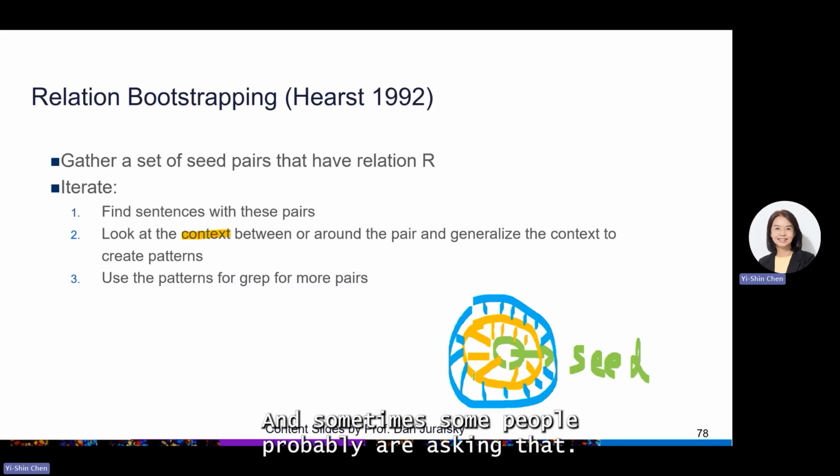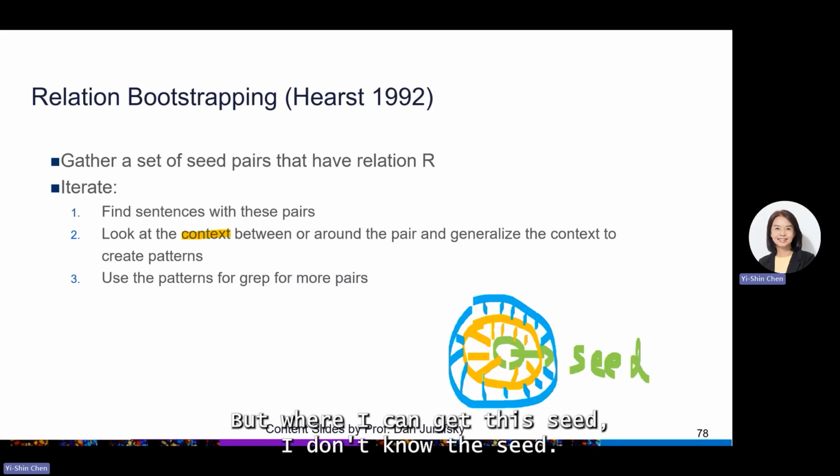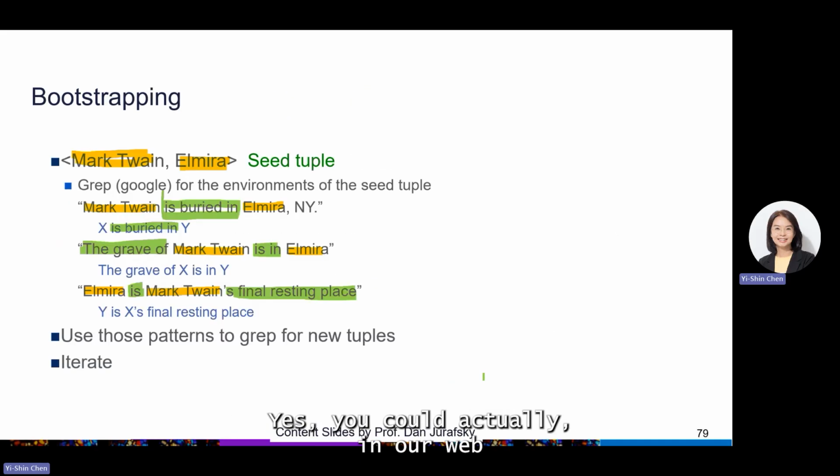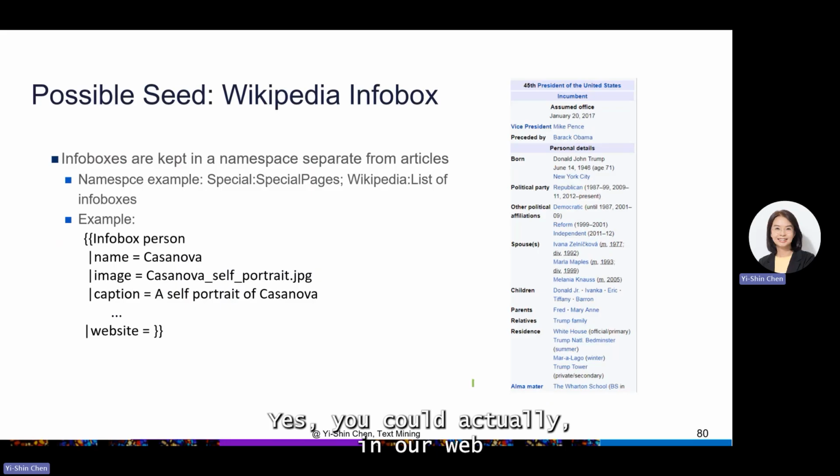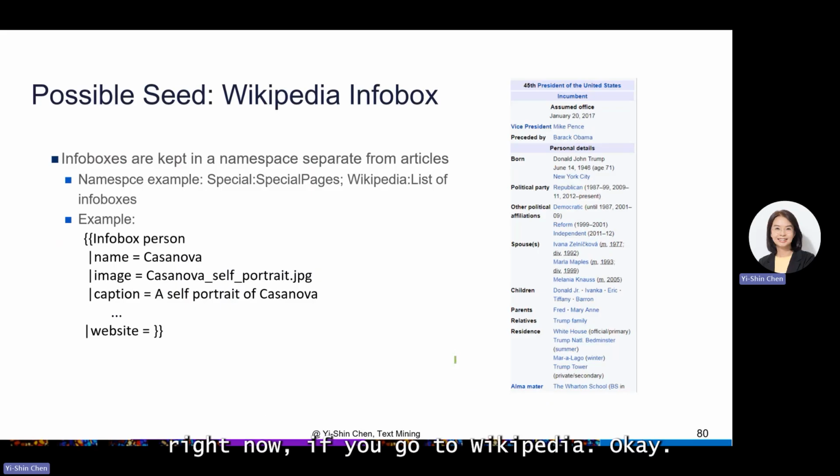Sometimes people probably ask, but where can I get this seed? I don't know the seed. Can I get more seeds? Yes, you could. In the World Wide Web right now, if you go to Wikipedia, you will find that Wikipedia has something we call an info box. So, for example, right here, let me try to do some search.